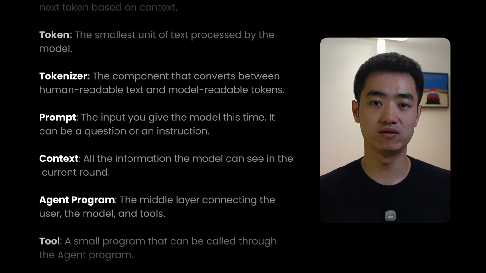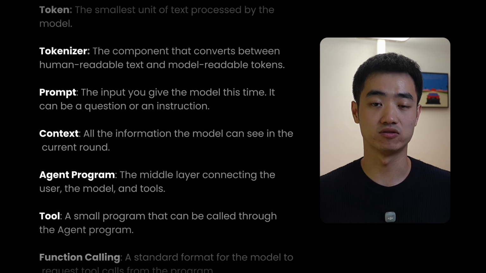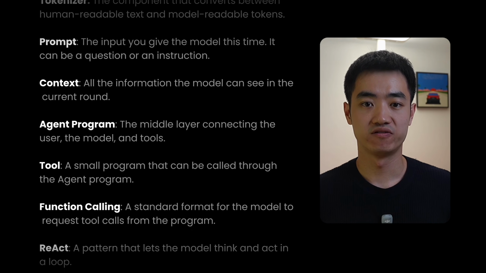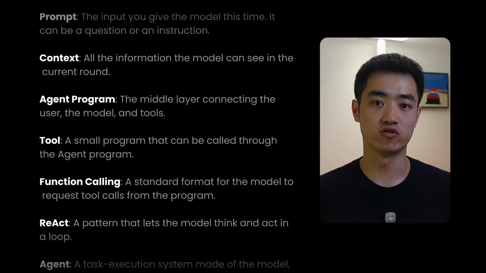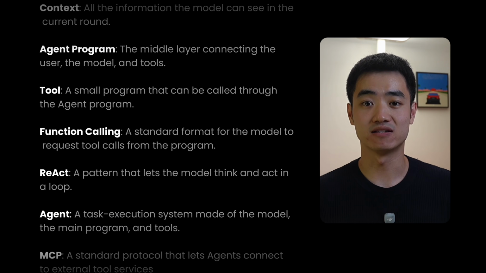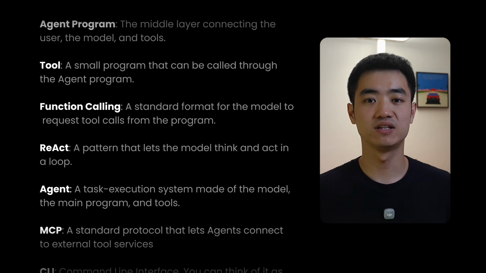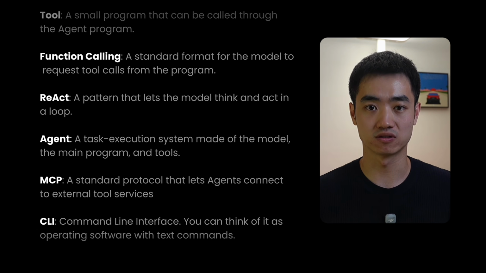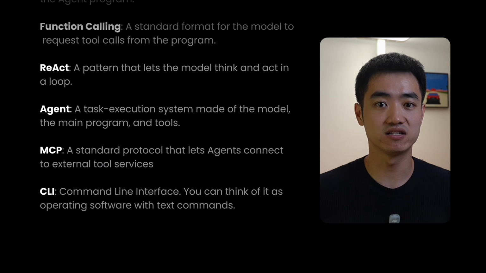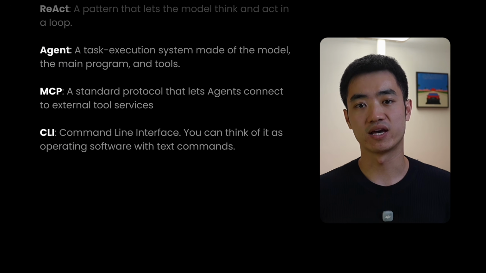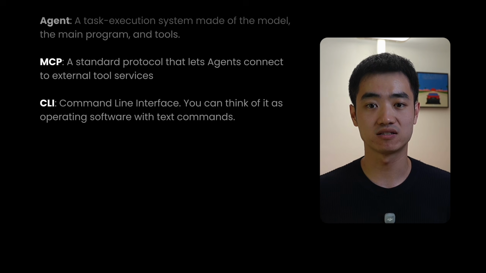Agent program, the middle layer connecting the user, the model, and tools. Tool, a small program that can be called through the agent program. Function calling, a standard format for the model to request a tool call from the program. ReAct, a pattern that lets the model think and act in a loop. Agent, a task execution system made of the model, the main program, and the tools. MCP, a standard protocol that lets the agent connect to external tool services. CLI, command line interface. You can think of it as operating software with text commands.